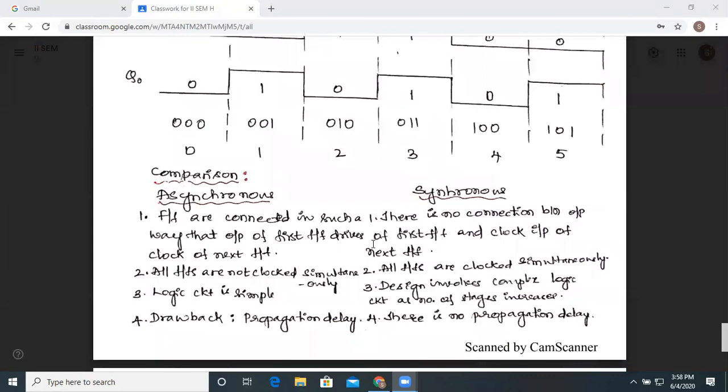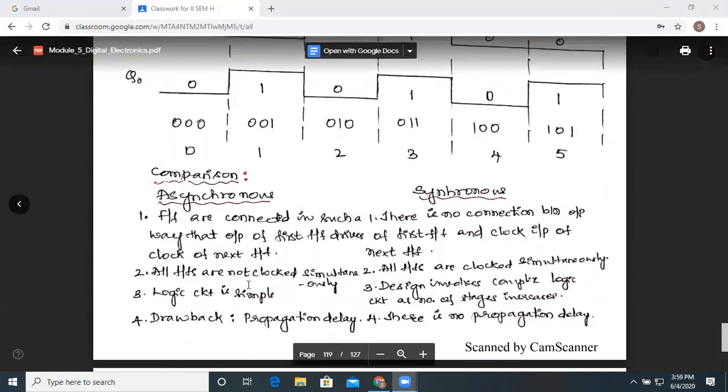Now let us see the difference between the asynchronous and the synchronous counters. In asynchronous counters, flip-flops are connected in such a way that the output of one flip-flop is fed as the clock input of the next flip-flop, so it is given serially. But in synchronous counters, there is no connection between the output of the first flip-flop and the clock of the second flip-flop; they are simultaneously clocked.